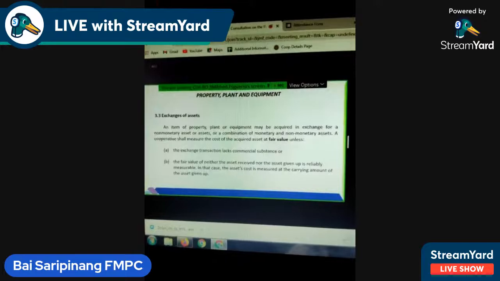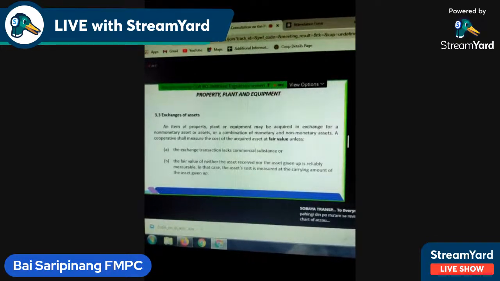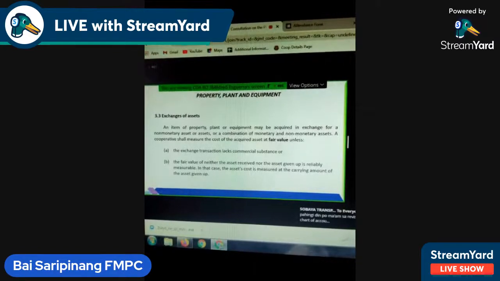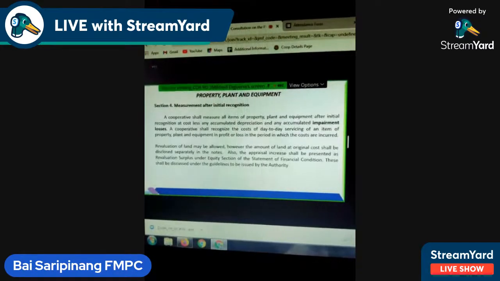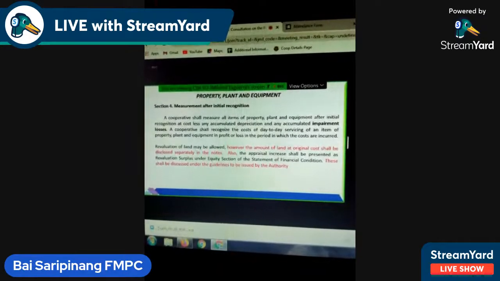But a cooperative shall measure the cost of the acquired asset at fair value unless the exchange transaction lacks commercial substance or the fair value of neither the asset received nor the asset given up is reliably measurable. In that case, the asset's cost is measured at the carrying amount of the asset given up. So, kung magkano siyang nakabook up. Yun na lang po kung talagang mahirap ma-determine yung kanyang fair value. Now, yung measurement after initial recognition, dito po tayo nagkaroon ng karagdagan.